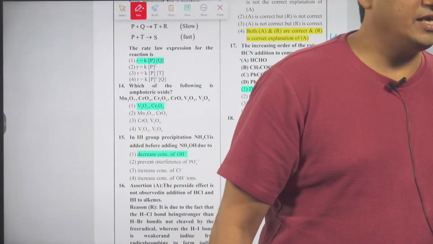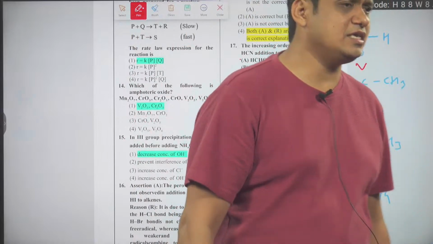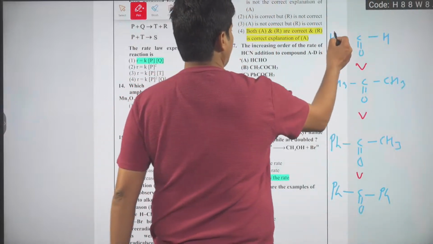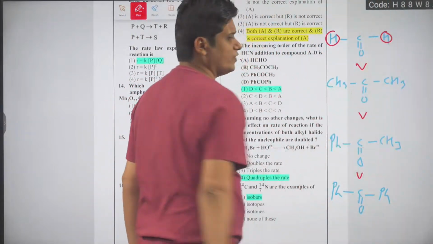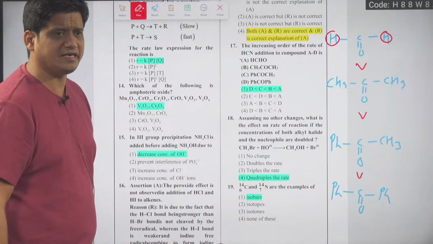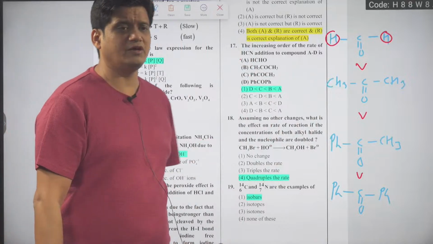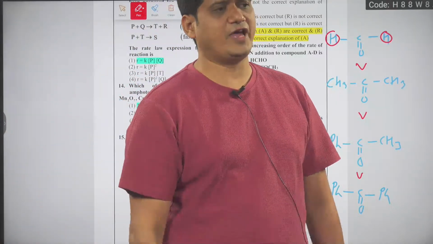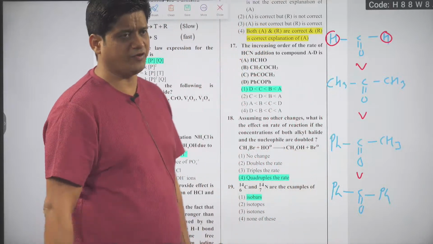Does it depend on steric hindrance? Yes, it depends on steric hindrance. H will provide least hindrance. That's why it is most reactive. Two factors are there: electronic factor and steric factor.